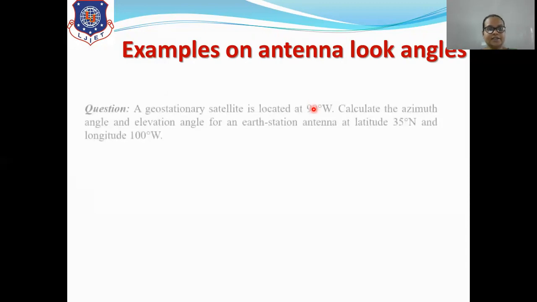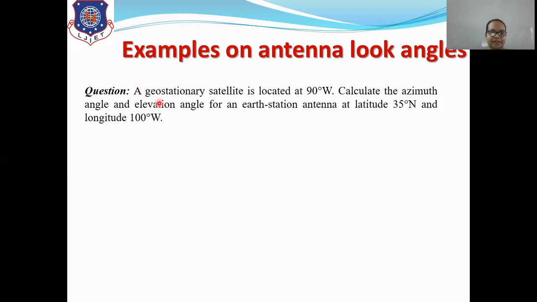Here we have taken an example in which the question is: a geostationary satellite is located at 90° west. Calculate the azimuth angle and elevation angle for the earth station antenna at latitude 35° north and longitude 100° west. Make sure that whenever you are calculating examples on antenna look angles, you do not change the notations which we have discussed in the theory. The same notations you have to put over here. So first of all, let's see the solution.